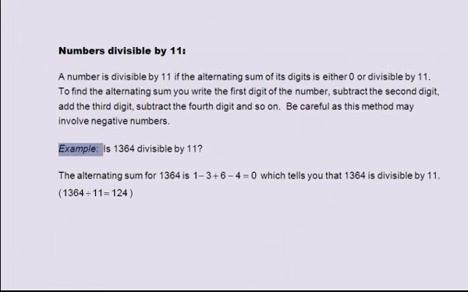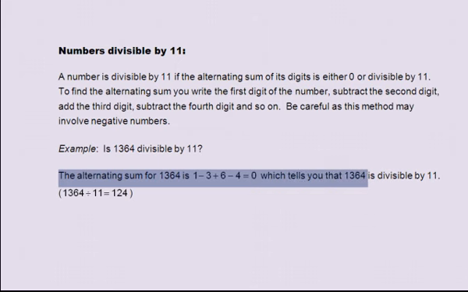Example: is 1,364 divisible by 11? The alternating sum for 1,364 is 1 minus 3 plus 6 minus 4, which equals 0, which tells you that 1,364 is divisible by 11. 1,364 divided by 11 equals 124.